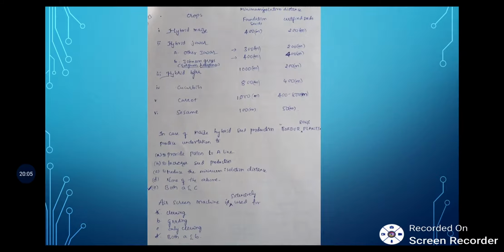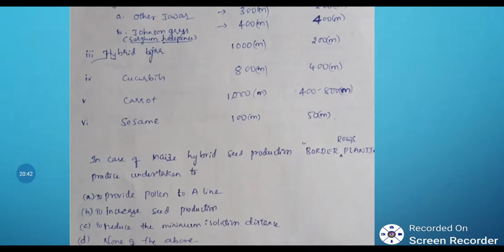Next question. Here minimum isolation distance again. For hybrid maize it is already matched. For hybrid maize the minimum isolation distance for foundation seed is 400 meter and certified seed is 200 meter. In hybrid jawar, for other jawar it is 300 meter for foundation and 200 meter for certified seed. For Johnson grass, that is Sorghum halepense, the foundation seed isolation distance is 400 meter and for certified seed also it is 400 meter.